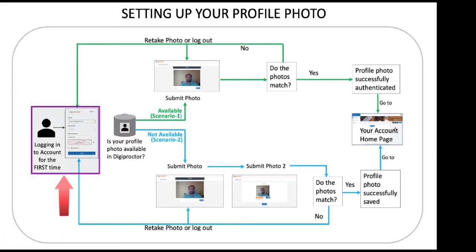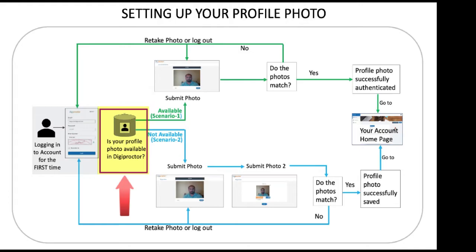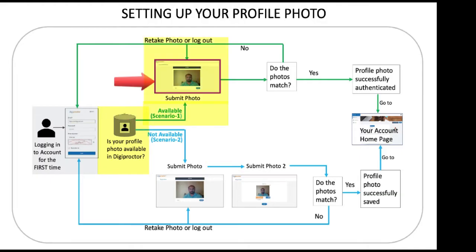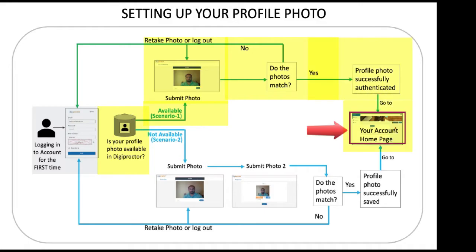When you log in the first time, DigiProctor checks if your profile photo is available in its database. If the profile photo is available, as in scenario 1 shown on the screen, you will be asked to click and submit your photo. This photo is then matched with your profile photo held in DigiProctor, and if they match, your profile photo is successfully authenticated and set up, and you will be allowed to enter your account.